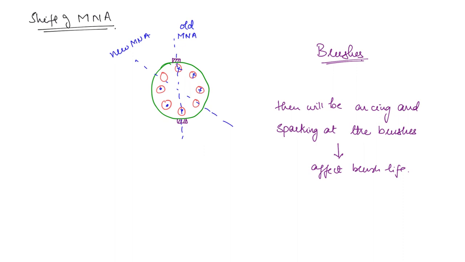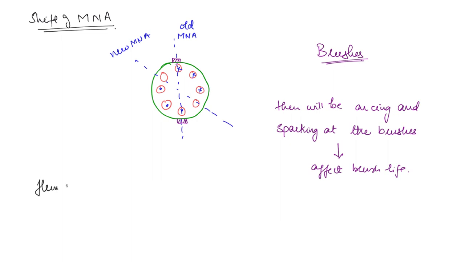Now one possible solution that may come up to your mind is, why can't we just shift the brushes? Okay, but the shift in magnetic neutral axis will depend on the armature current. So at no load there will be no shift. As current will increase, the shift will start increasing, and so the shift will be dependent on the armature current. So you cannot set the brush at one particular position.